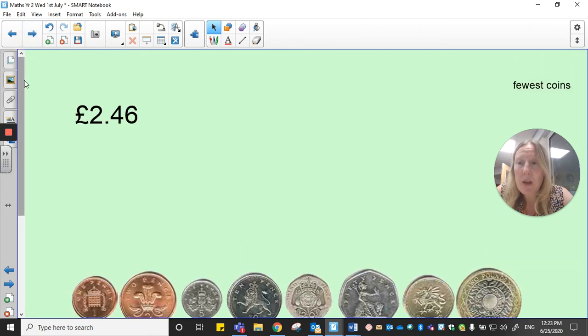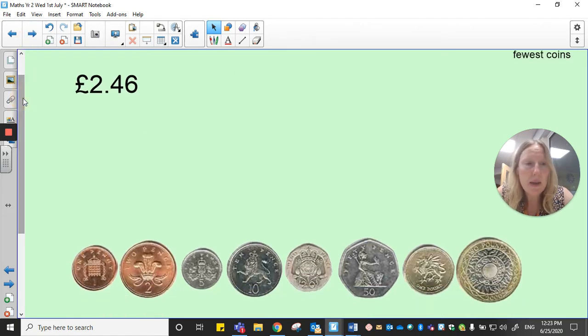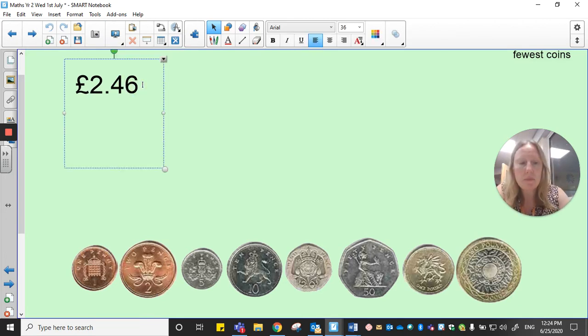And the last one. Now I know Miss Sutton was doing a little bit of pounds and pence with you yesterday. You had to total up some coins. So we've got £2 and 46 pence. And I know Mrs. Sutton's been talking to you about the fact that that could be written with £2 and 46 pence.